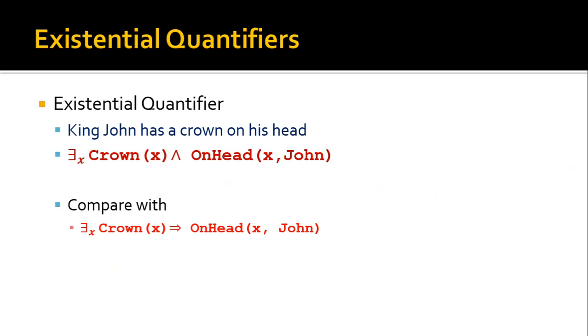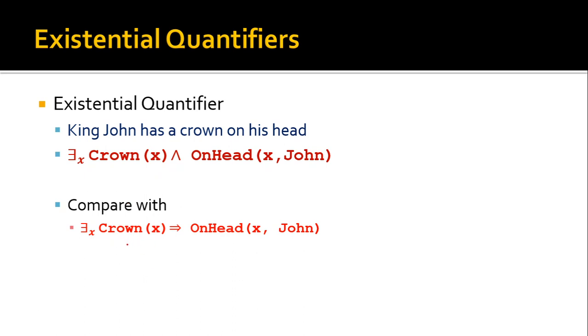So we'll talk about the semantics of the existential quantifier. Here you have a statement like this: King John has a crown on his head. We are reinterpreting the sentence like this: there is at least one thing which is on King John's head, and that is a crown, right?